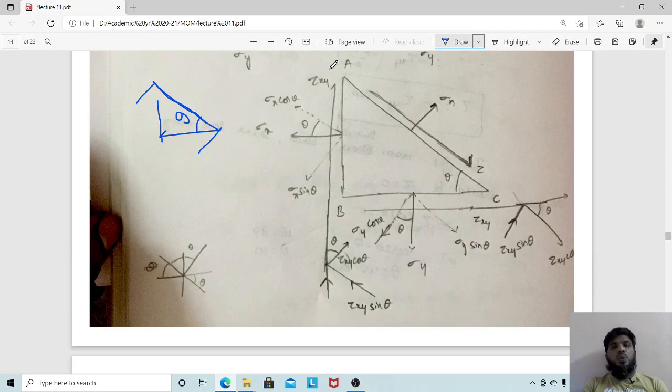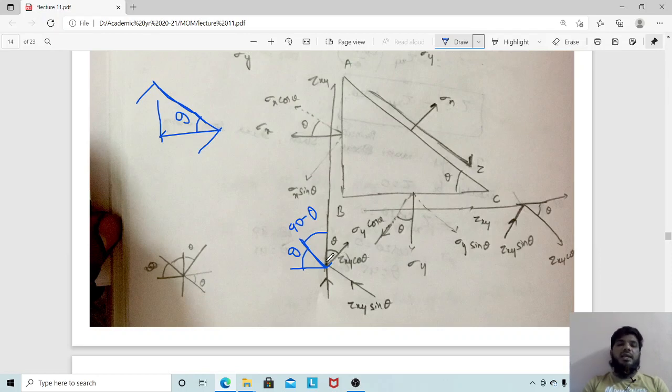Similarly, there is a tau which is making an angle. This tau, we have already discussed how to do. Again, you travel the same way. This is your horizontal. We have taken this angle as theta, so this is your 90 minus theta. Now if you see, this line and this line are perpendicular, so this will obviously become theta. This is an adjacent side, so this will become tau xy cos theta.